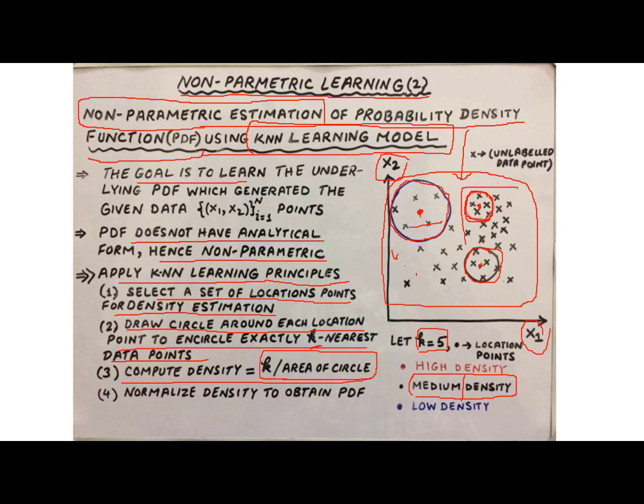If we select a location point for the density estimation here, then we are going to get very high density. And over here, the density is neither too large nor too small. Then it is like a medium density region. So low density here, high density here, and medium density here. And once we have obtained densities for large enough locations, then we would like to normalize all these densities to obtain a valid probability density function.